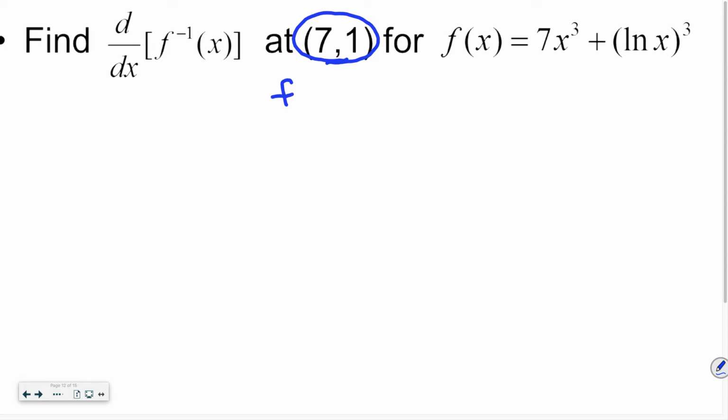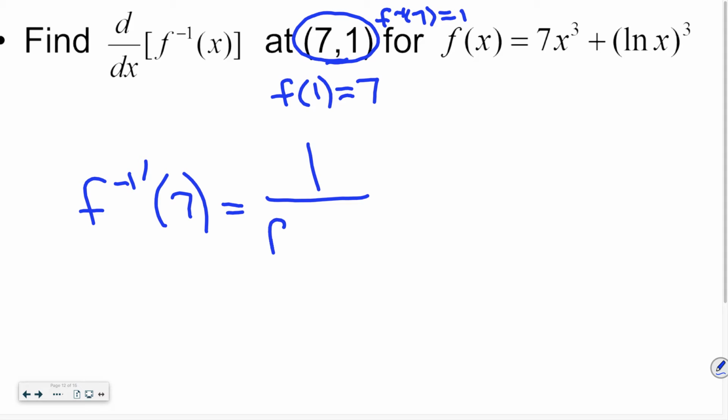So this means that our function at 1 equals 7, because we would have to switch the x and y for our original function, right? Okay? f inverse of 7 equals 1. That's what that means. So if I want the derivative of the inverse at 7, which we know is 1 over f prime of f inverse.